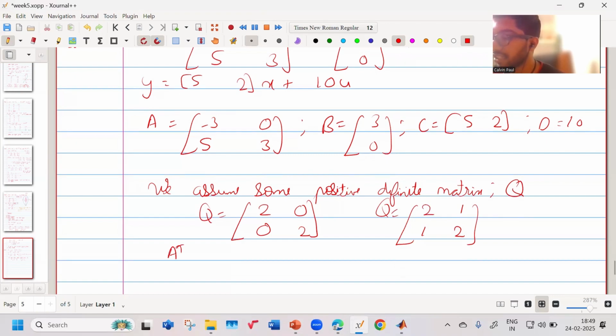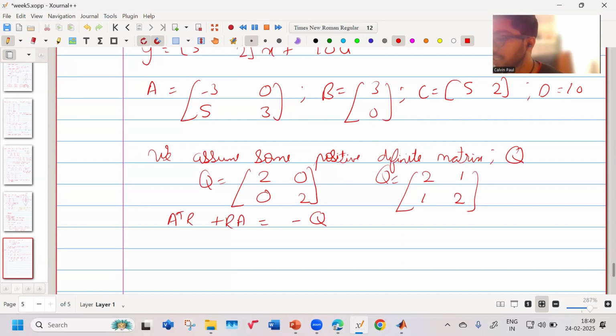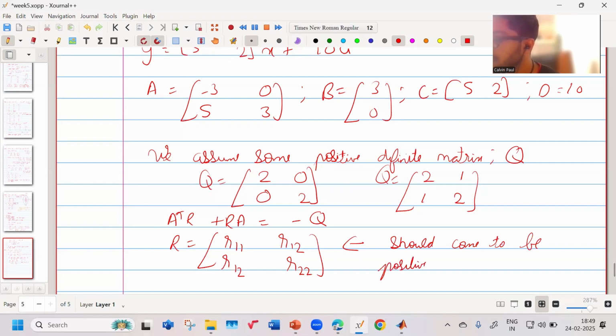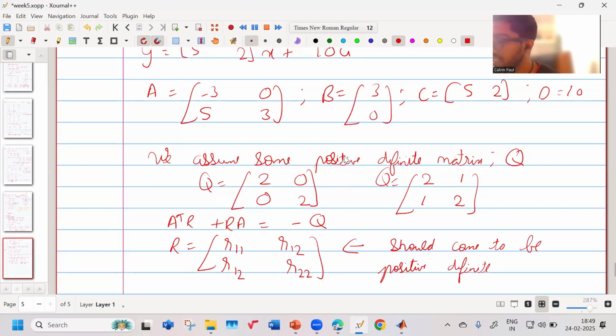So we can use this method. We find A transpose R plus RA equal to minus Q, where we consider R to be [R11 R12; R12 R22]. Then you do this entire computation, and you check whether this R matrix also comes out to be positive definite. But this is mathematically intensive.